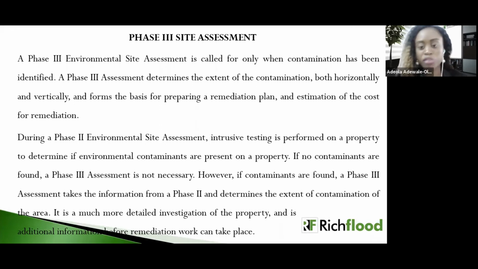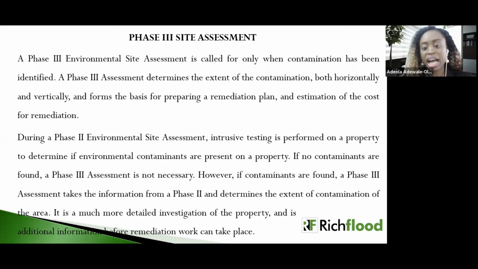But if there is no identification of any form of contamination, then the process is going to stop maybe at phase 2. But you proceed to phase 3 after identification of contamination. And this phase 3 assessment determines the extent of contamination, both horizontally and vertically. This phase 3 forms the basis for preparing the remediation plan and also estimating the time and the cost that is going to be spent on the remedial actions. And also at this stage, there are certain tests that will be conducted to still ascertain the presence of contaminants on a particular site.